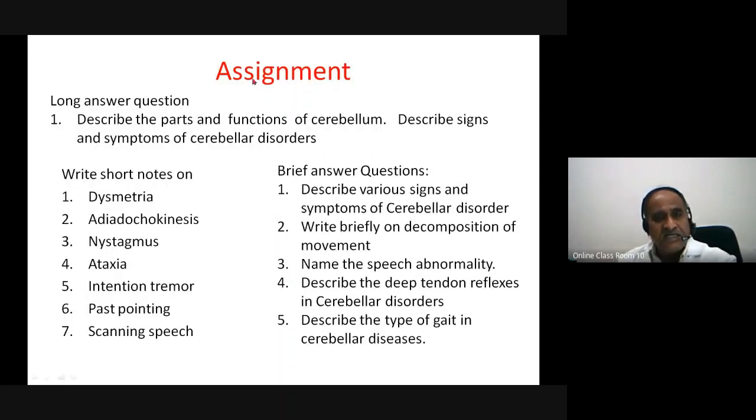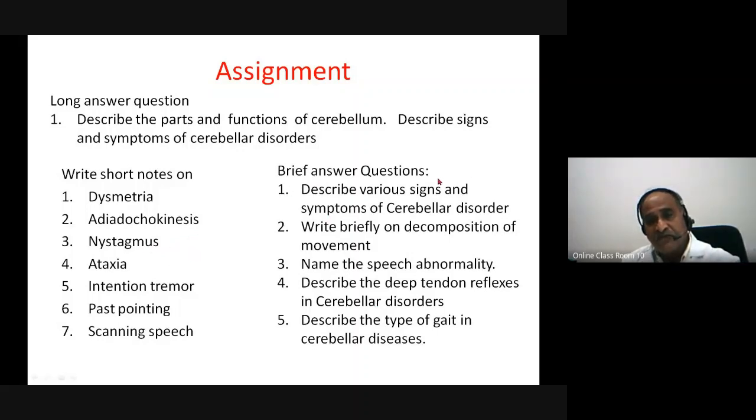Okay, the assignments are: describe the parts and functions of the cerebellum, describe the signs and symptoms of cerebellar disorders, and explain each one of them. Short notes on dysmetria, dysdiadochokinesia, nystagmus, ataxia, intention tremor, past pointing, scanning speech. Mind you, here in nystagmus, you have to mention the three forms of nystagmus: optokinetic, vestibular, and cerebellar.